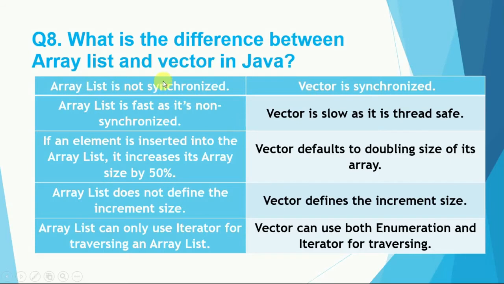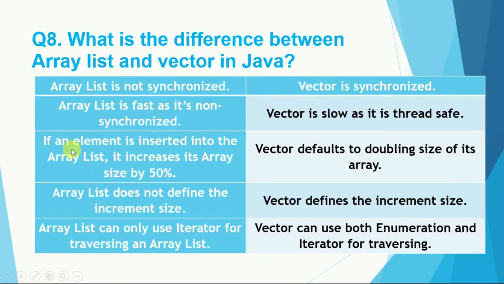The first difference is that ArrayList is not synchronized, whereas Vector is synchronized. ArrayList is fast as compared to Vector, as it is non-synchronized. Because of synchronization, Vector is slow, but as it is thread safe, safety is applicable in Vector. ArrayList is fast because there is no synchronization.